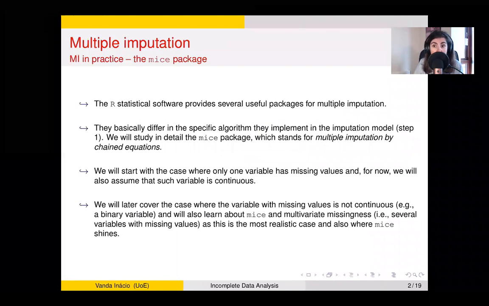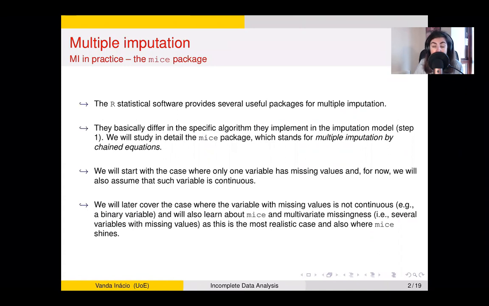As we have seen last week, there are several packages in R for performing multiple imputation. They basically differ in the method or in the approach they implement in step 1, because step 2 is our analysis of interest, and step 3 is combining the results using Rubin's rules. But step 1 is where most of the packages differ in the approach they implement, and we will be studying in detail the package mice, which stands for multiple imputation by chained equations.